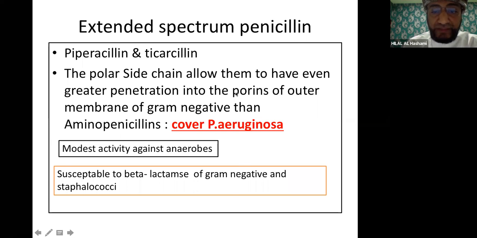And for that, they do cover Pseudomonas aeruginosa. They have modest activity against the anaerobes, but they are susceptible to the beta-lactamase of the gram-negative and staphylococci. So this is the piperacillin.